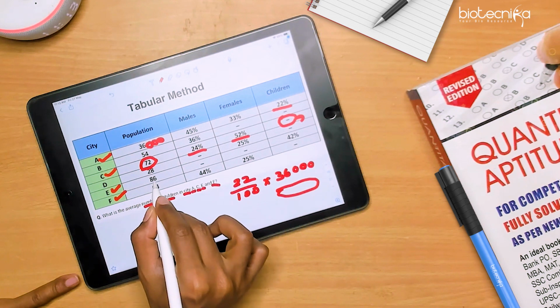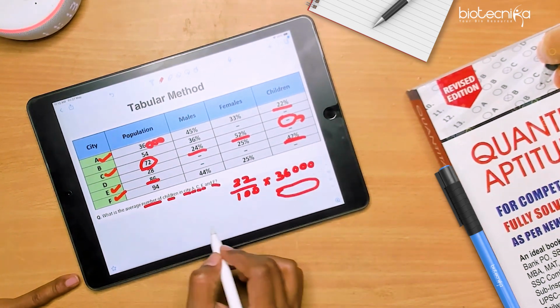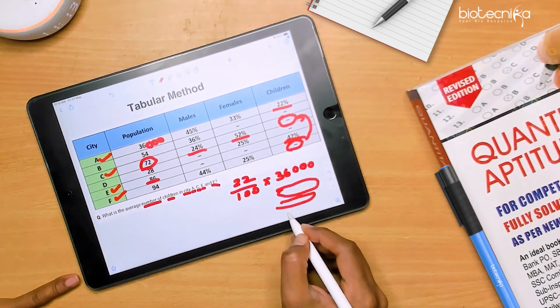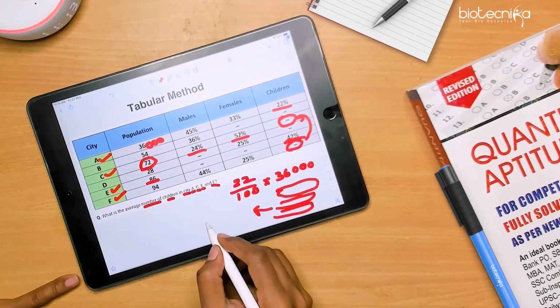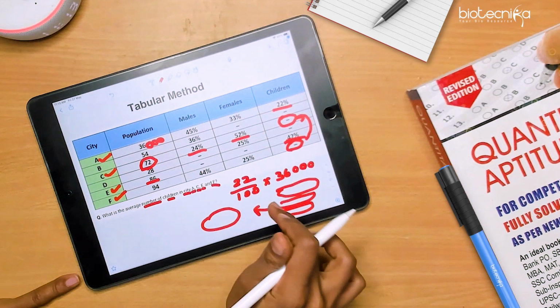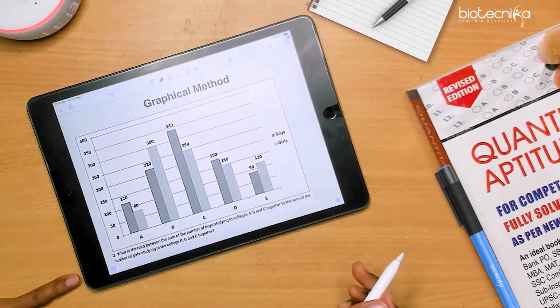Then for E, they have already given, so 42% of 86,000. And for F, similarly, you have to calculate the way you calculated for C. So you have to add all of them up and you will get the number of children. The average number is that divided by 4. Okay.